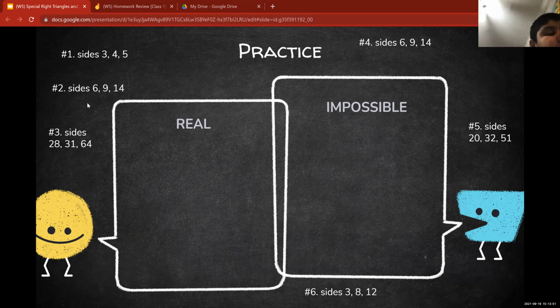For number 4, it's the same thing. Number 4 and number 2 are the same. Okay, question, sorry about that. Number 4 is supposed to be 7, 11, and 15. All right, I'll type it in the chat.